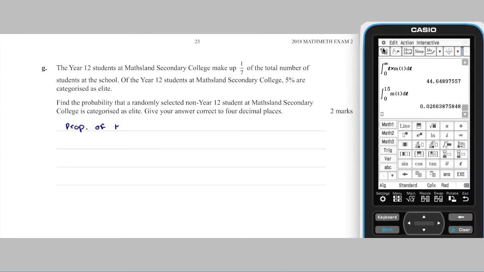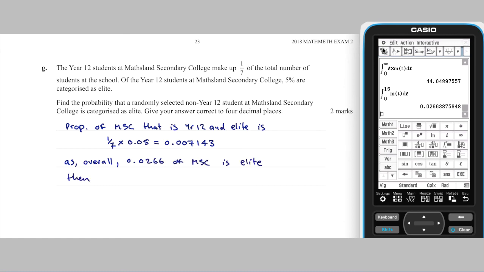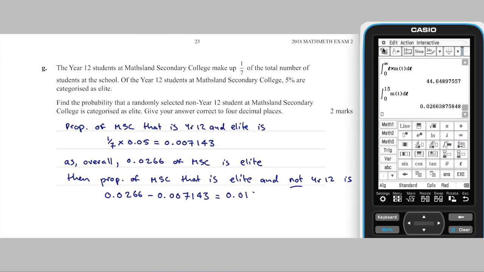The proportion of MSc students that are Year 12 and elite is 1/7 multiplied by 0.05, which is equal to 0.007143. As overall 0.0266 of MSc is elite, then the proportion of MSc that is elite and not Year 12 is 0.0266 minus 0.007143, which is equal to 0.0195.